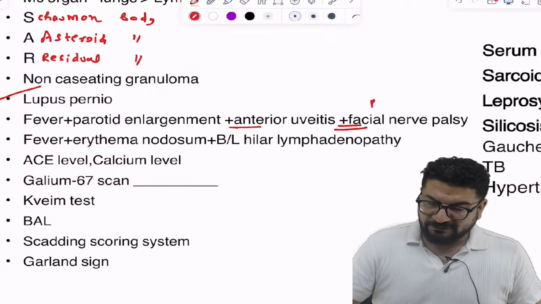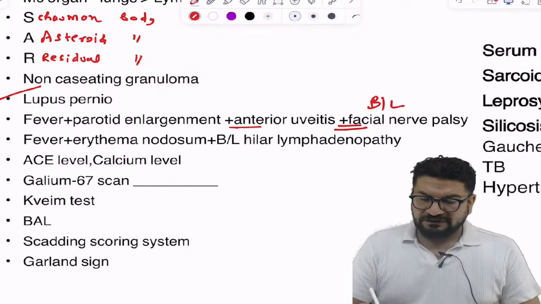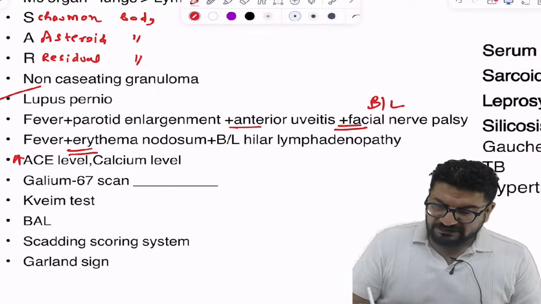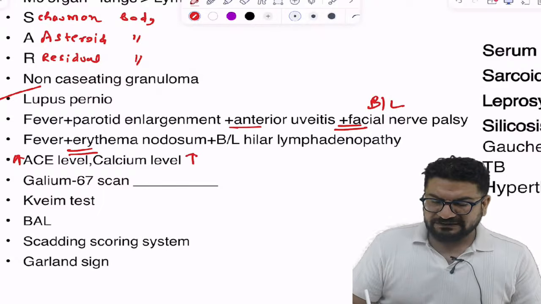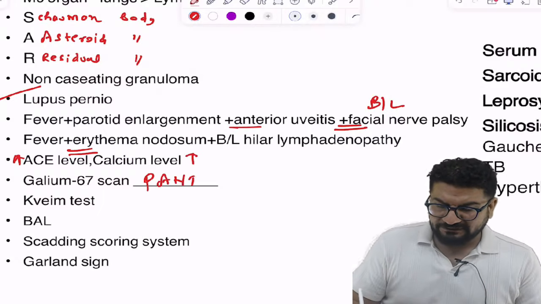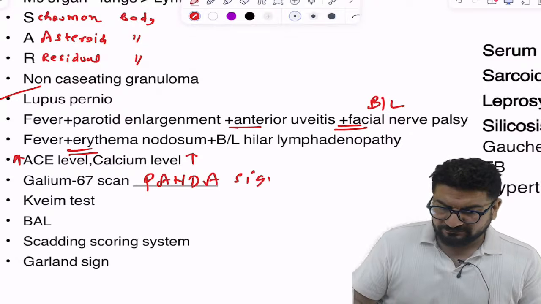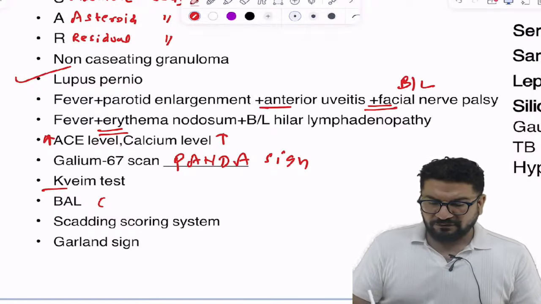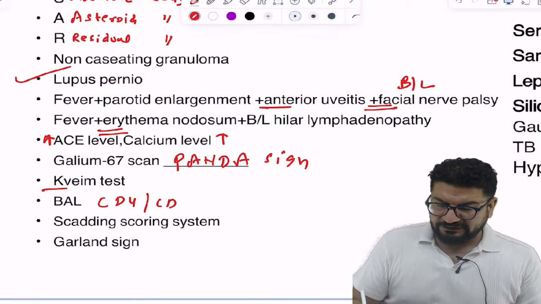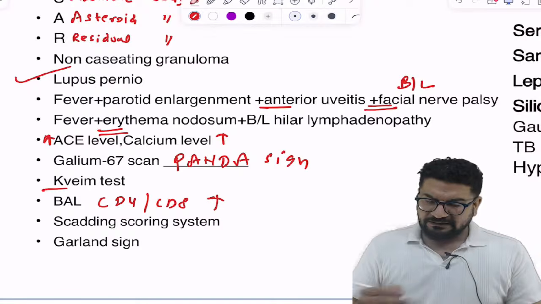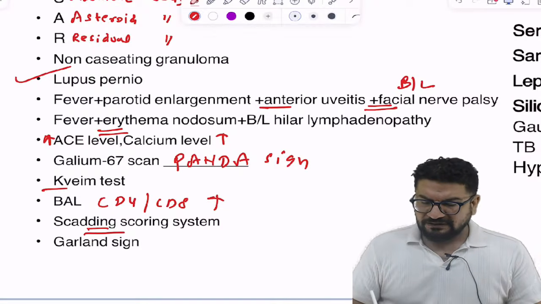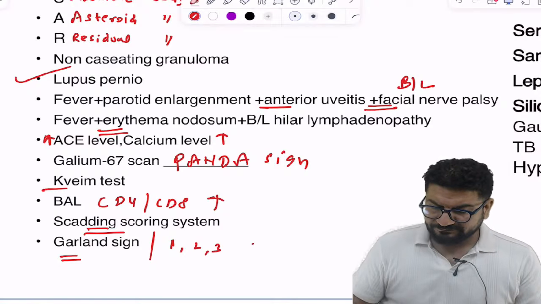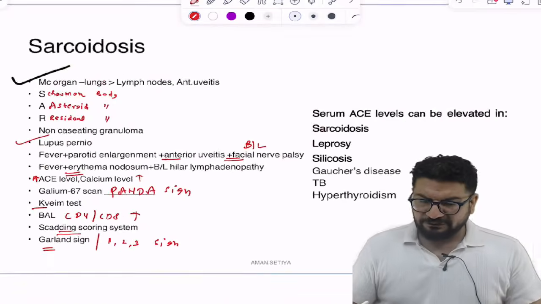Just remember, this facial nerve palsy is bilateral. You can sometimes see erythema nodosum. ACE level is more, calcium level is more. Gallium scan will have a sign called Panda sign. We can do Kveim test. Then in bronchoalveolar lavage you will see the CD4 to CD8 ratio will be more. Then we have the Scadding scoring system and Garland sign. Garland sign is also called the 1, 2, 3 sign.